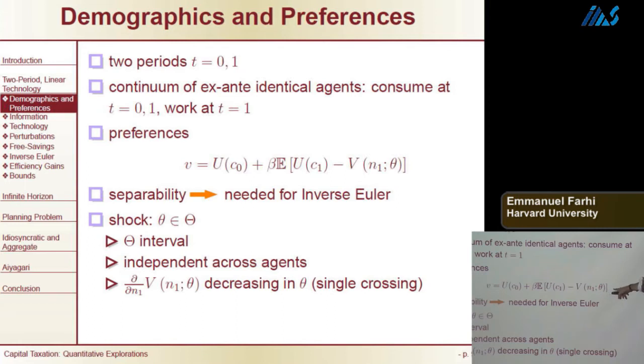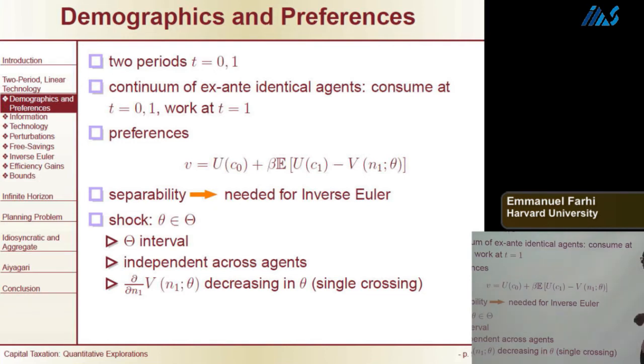The preferences are like this. So separable intertemporally, and they're also separable between consumption and leisure. And as you understood yesterday, both of these are important for the inverse Euler equation. If you move away from separability, there's no such condition, so at least as a benchmark, it's good to understand this case.